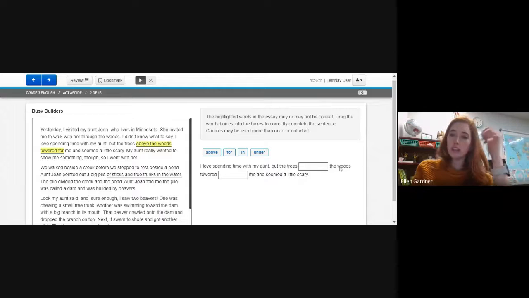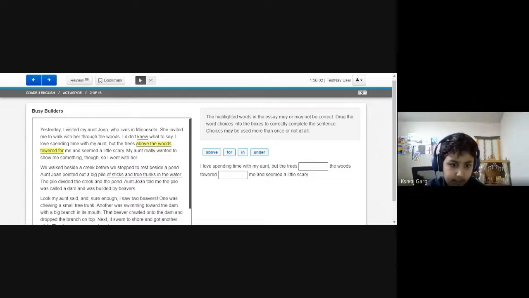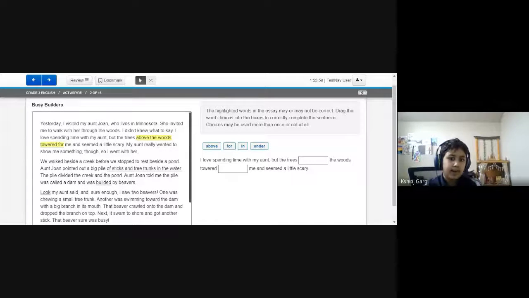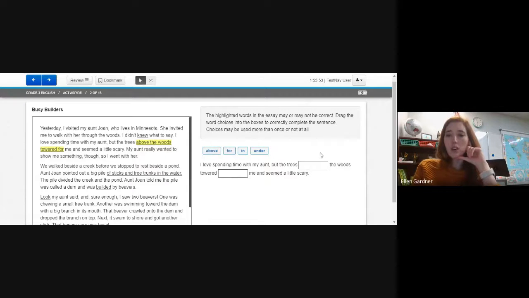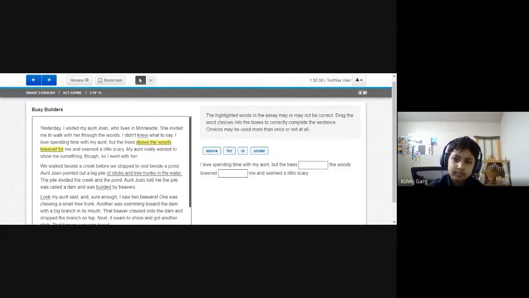There's only 2 spots. Now, Kshitij, read through this sentence and think of what word should go in the blank. I love spending time with my aunt, but the trees blank the words. Let's try out several different ones. Would it be the trees above the woods, the trees for the woods, the trees in the woods, or the trees under the woods? Which preposition makes the most sense? Most likely in. I would agree.